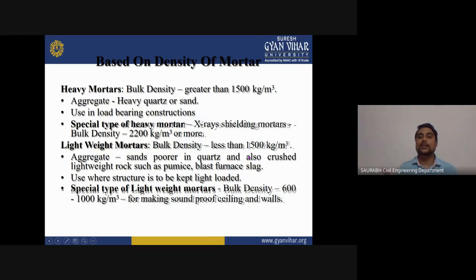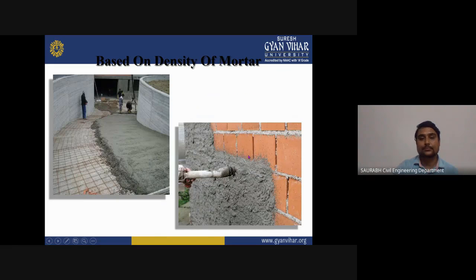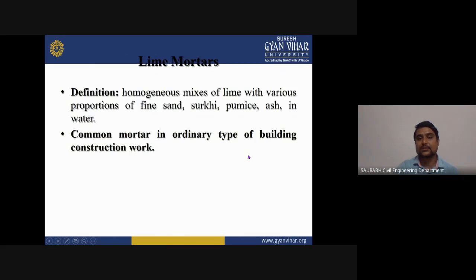Sometimes you see ceiling work, false ceiling work, made with lightweight mortar, where we need to use lightweight material, generally lime and putty, and we make the false ceiling of the slab. Now you can see their image, and this is based on the density of the mortar.